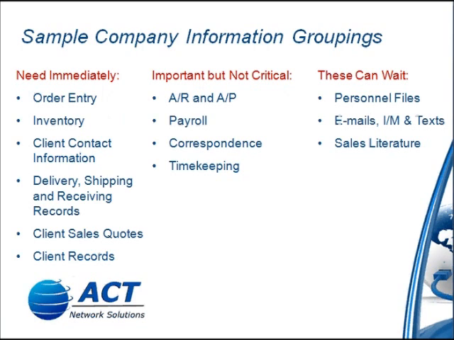For example, here's a simple company information grouping for a sales company. The items on the far left are the ones that have been deemed most critical to the operation. Order entry, client contact information, shipping and receiving information. The data in the middle is important, but maybe not quite as critical. Accounts receivable, accounts payable might be able to wait a little while. And the things on the far right column are those things that could wait a little bit longer. It's not that they're not important, they're just not as business critical to your continuity.